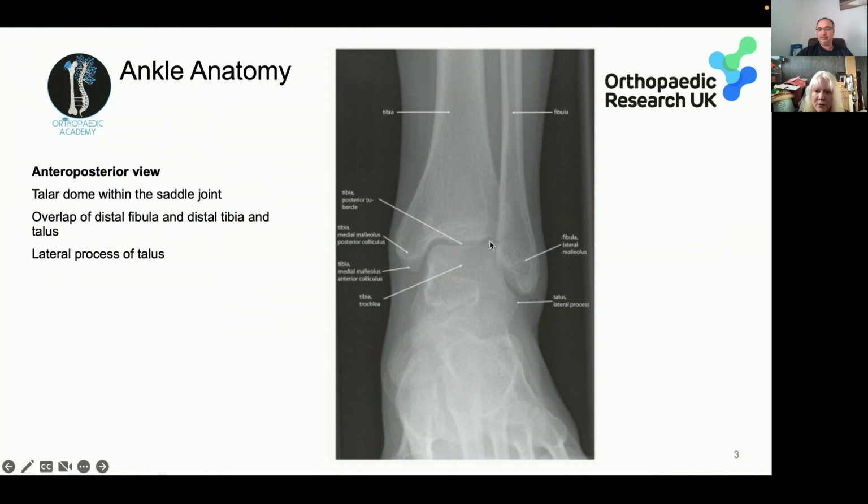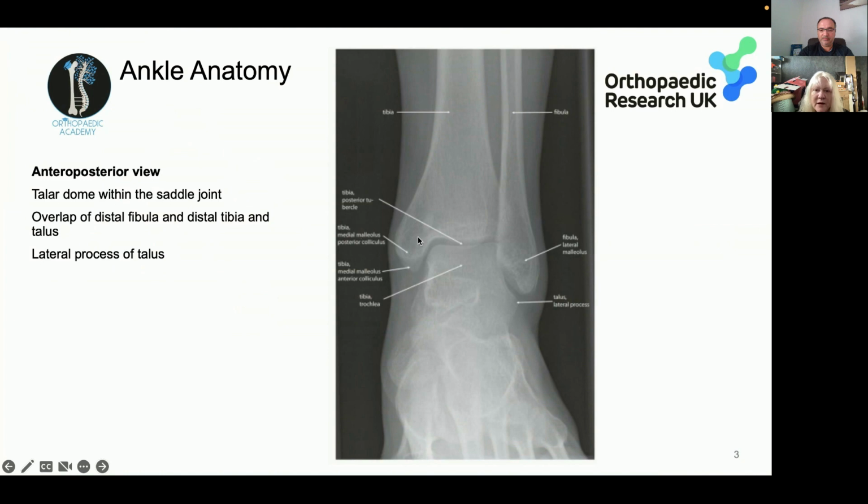Here is the ankle joint space along here and down here. Now on this AP view, we're not going to comment on that space. We're going to look at a mortise view for that. But what we can see on this view is we've got the lateral process of the talus down here. We've got the distal end of the fibula, also known as the lateral malleolus. On the medial side, we have the medial malleolus, which is the distal end of the tibia.